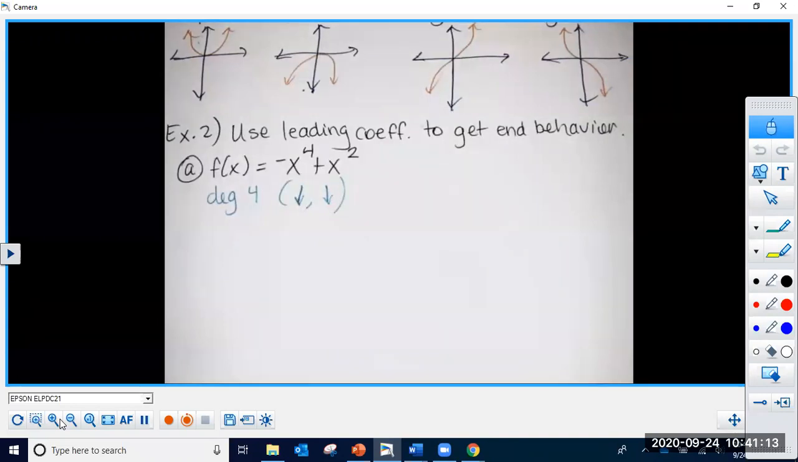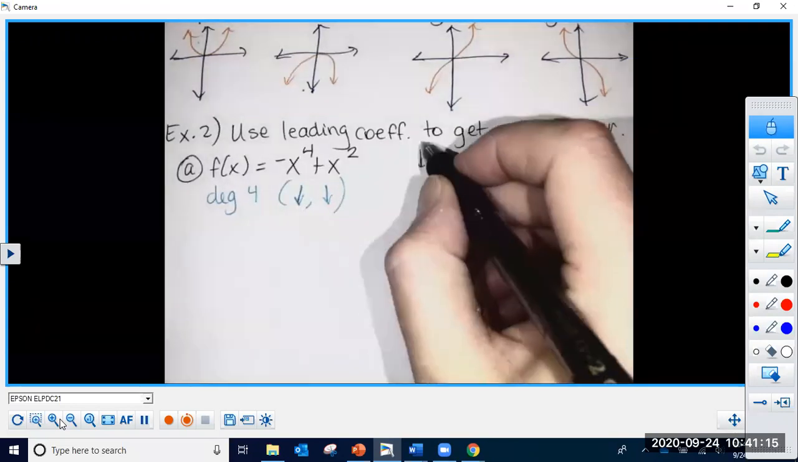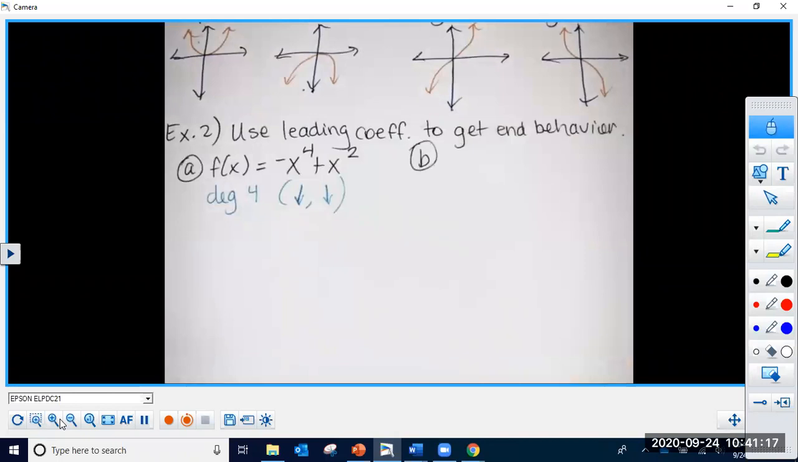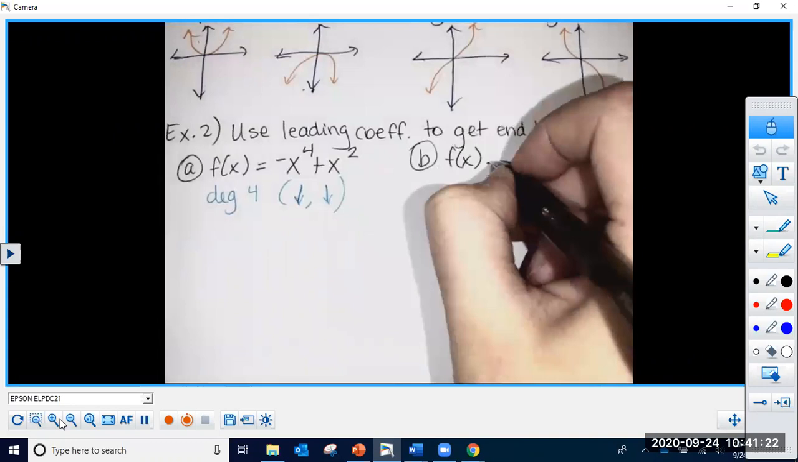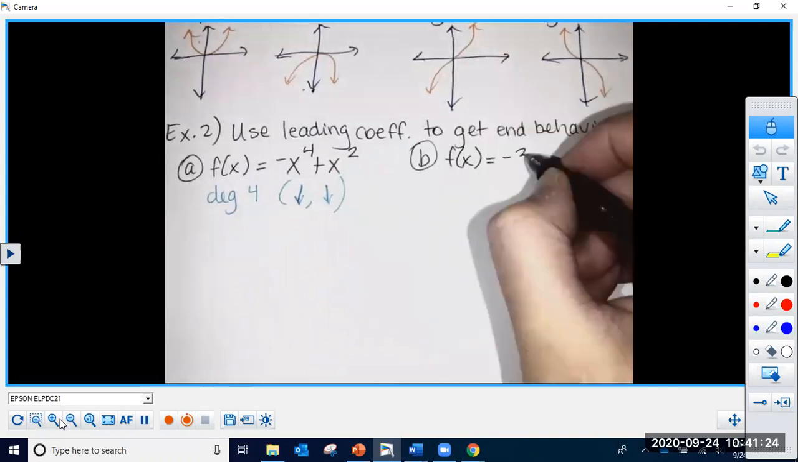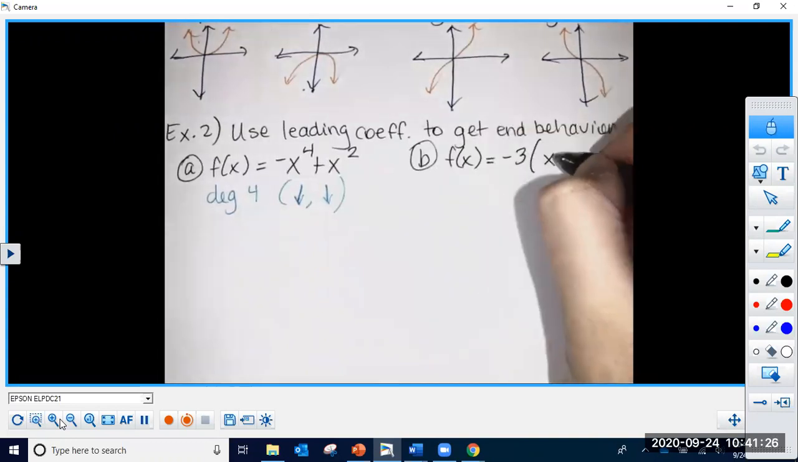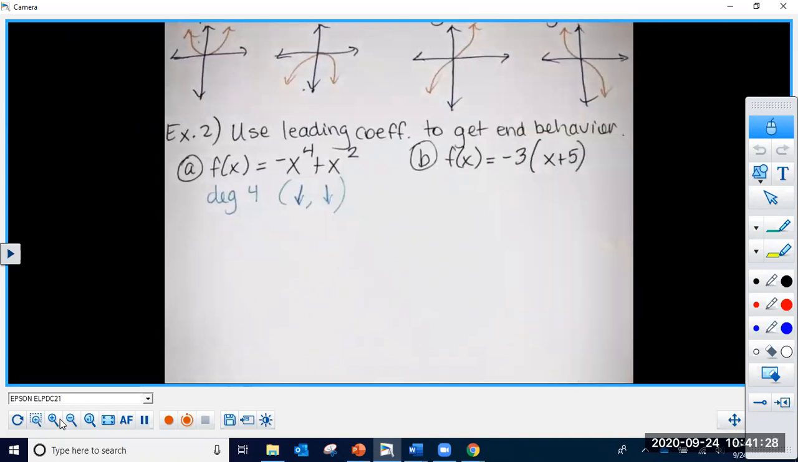All right, so part B, I'll give you one that is in factored form already. So we've got -3 out front, x plus 5, x plus 2, and that is squared.